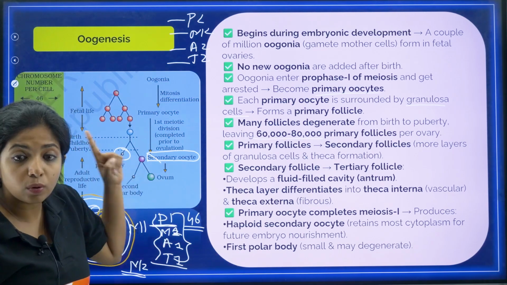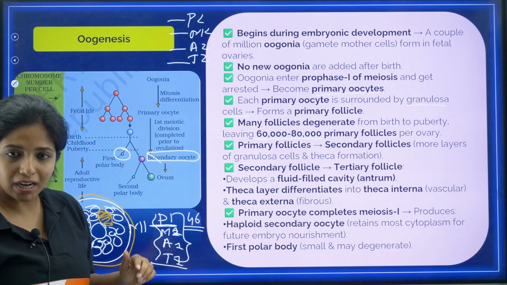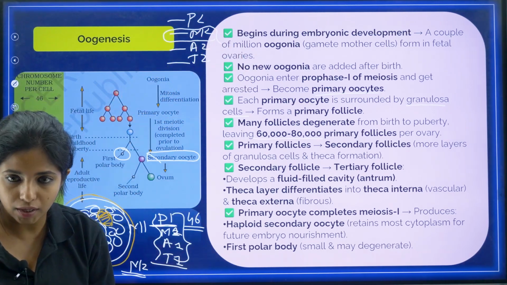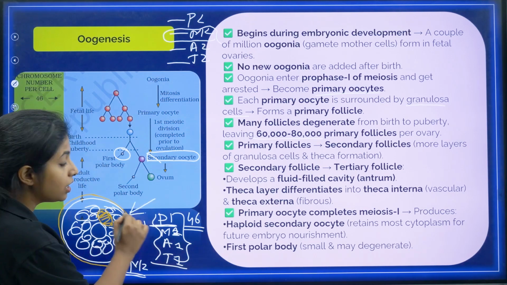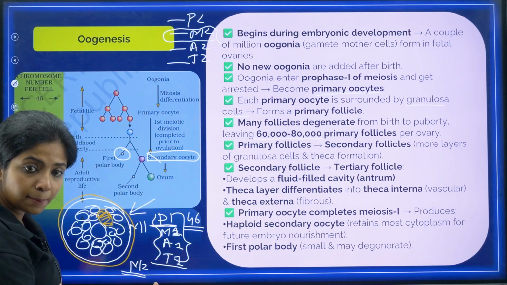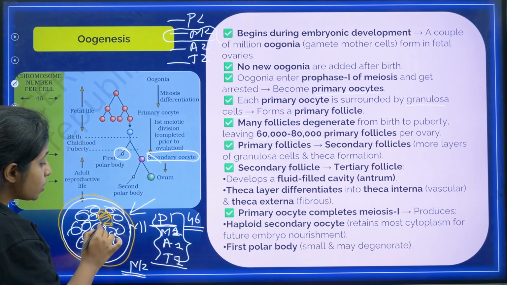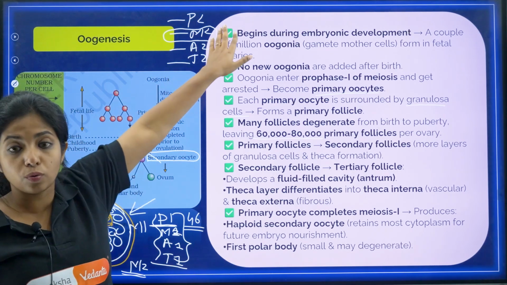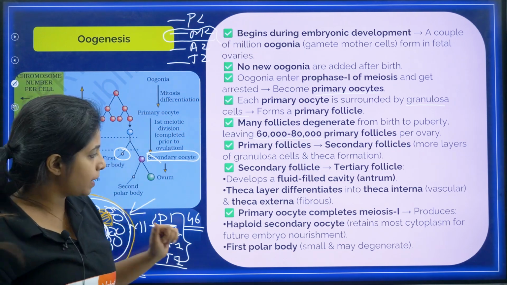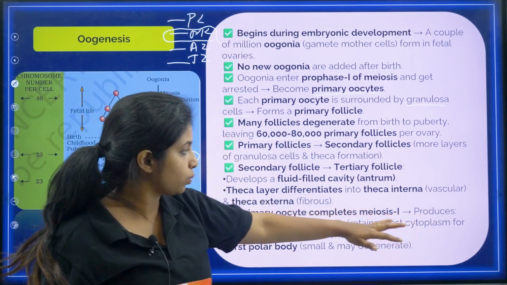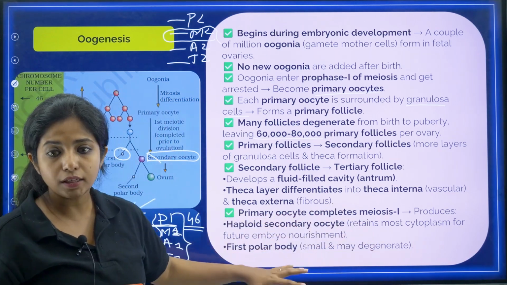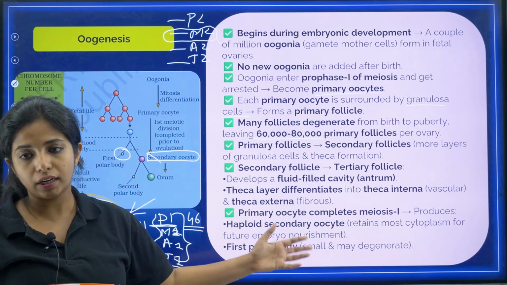This secondary oocyte, which is only one, will now start its second division but again get stuck in the metaphase 2 stage, my dear children. So where is this happening? Inside the tertiary follicle. The primary oocyte has divided, it has formed the secondary oocyte, and now the secondary oocyte is stuck in metaphase 2 of meiosis. Basically, primary oocyte completes its meiosis 1 and produces a haploid secondary oocyte and the first polar body, and this polar body might degenerate or not.